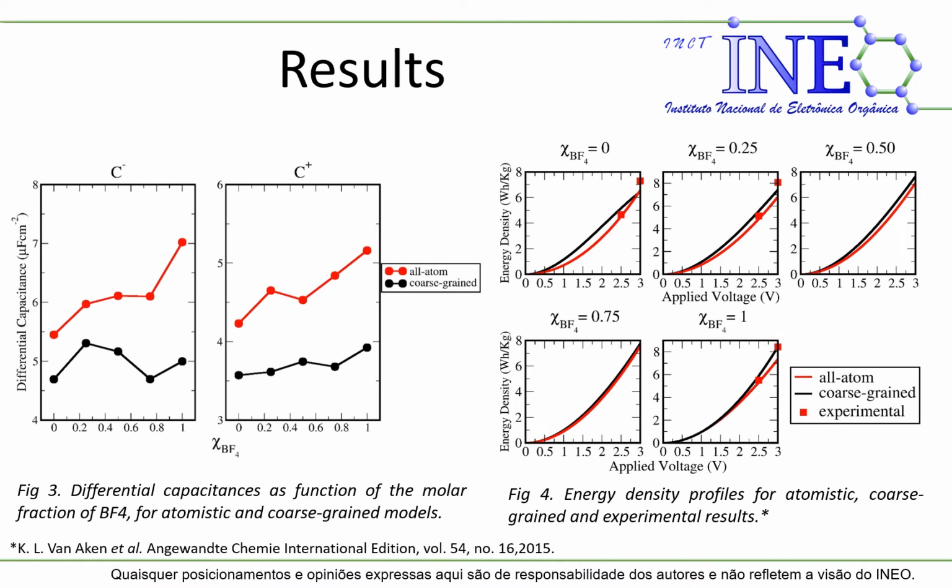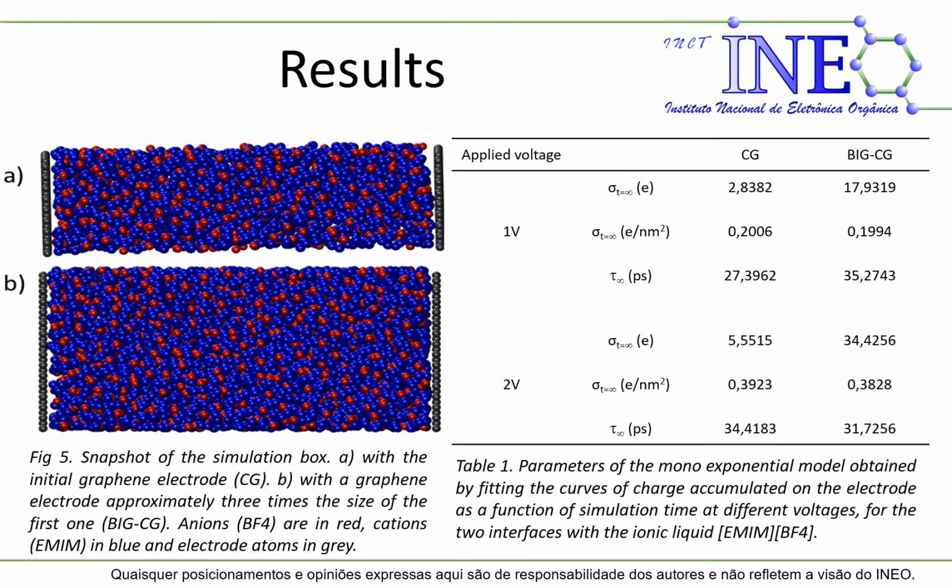To compare the results of the coarse-grained model with the atomistic model, we can observe the following figures. From those, it can be said that the large potential drops at the positive electrodes result in smaller capacitance at this electrode than at the negative electrode. And when we look at the energy density for our simulated ionic liquids using the coarse-grained model, the energy density is slightly higher than using the atomistic model.